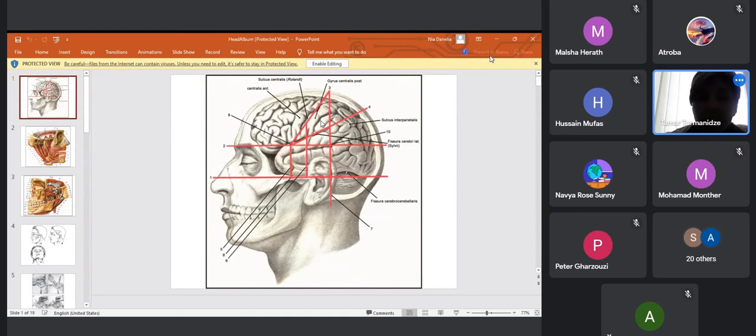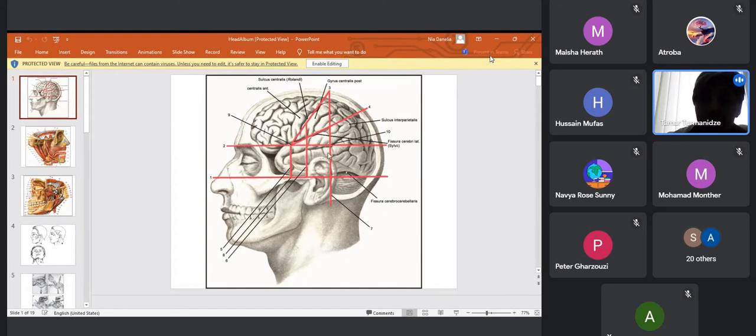of the artery. The trunk of the middle meningeal artery is located at the point of intersection of the inferior horizontal line and the anterior vertical line. So here is located the trunk of the middle meningeal artery. The anterior branch of the middle meningeal artery is located at the point of intersection of the superior horizontal line and the anterior vertical line. So here.